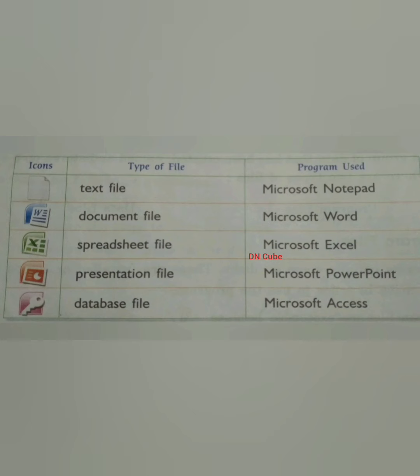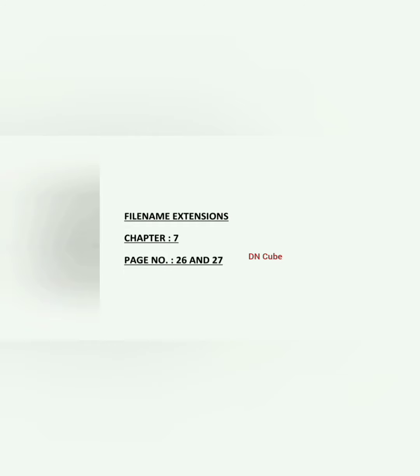We have discussed file icons, and for the programs Microsoft Notepad, Word, Excel, PowerPoint, Access, we have seen the file icons. File icons are some small images. You can see in the picture, these are the file icons for that particular software. Okay, then we have discussed file name extensions. By looking at these extensions, we can understand what type of information is available within that file.